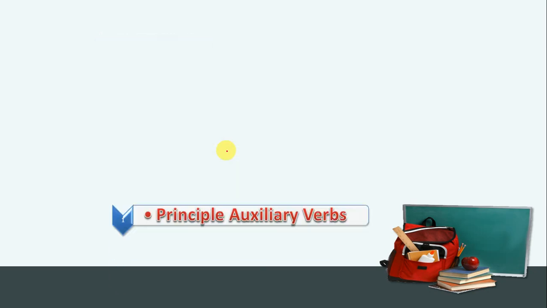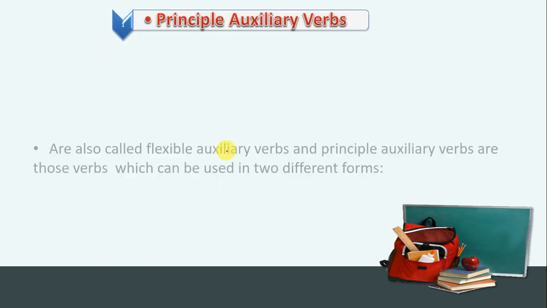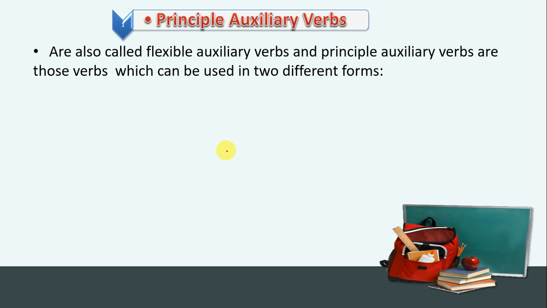Okay, so principal auxiliary verbs. You see that from the name it's clear, and they are also called flexible auxiliary verbs. Principal auxiliary verbs are those verbs which can be used in two different forms.